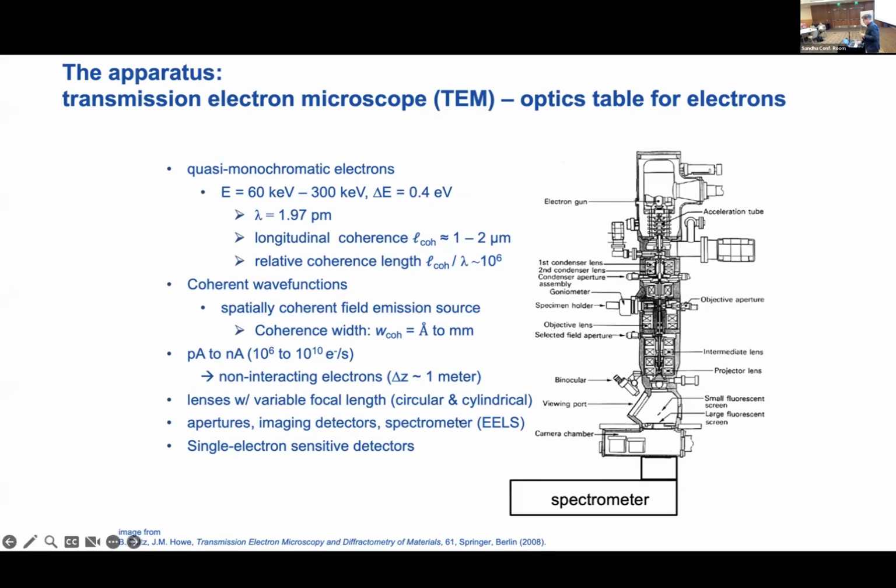There's a spectrometer. So it's a bending magnet. We'll spend a little bit of time talking about that. And now single electron sensitive detectors, both imaging detectors and bucket detectors.